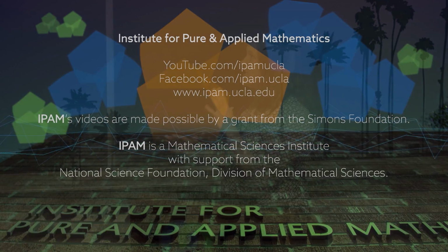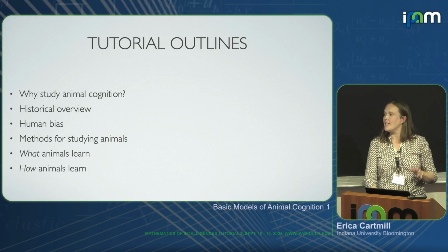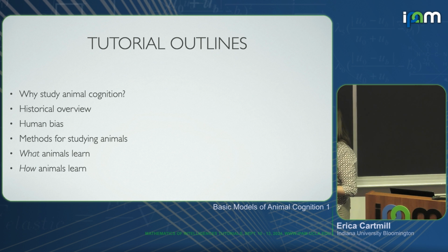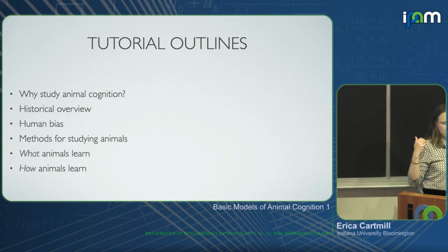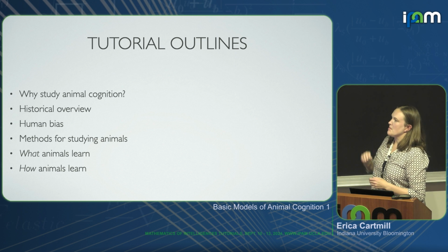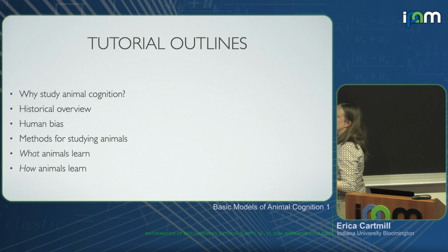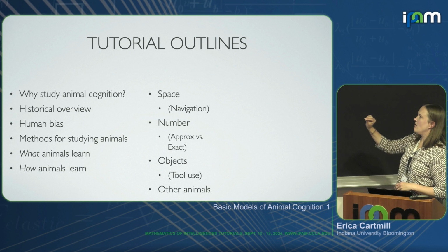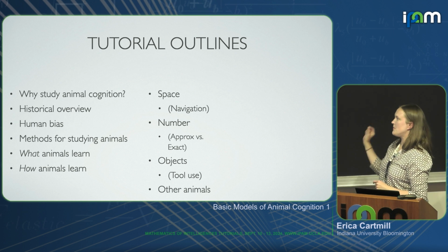So I'm giving 3 tutorials, and we'll see how ambitious I can be in getting through the topics for today, but this is the plan as I have laid it out across the 3 different days. So today is meant to be kind of scene setting, pretty high level. Why do we study animal cognition? A little bit of a historic overview, talking about human biases that we have in thinking about non-human minds, introducing some of the methods that people use for studying animals, and then thinking about the distinction between what animals learn and how animals learn. Day 2, I'm going to talk more about the content of specific problem spaces.